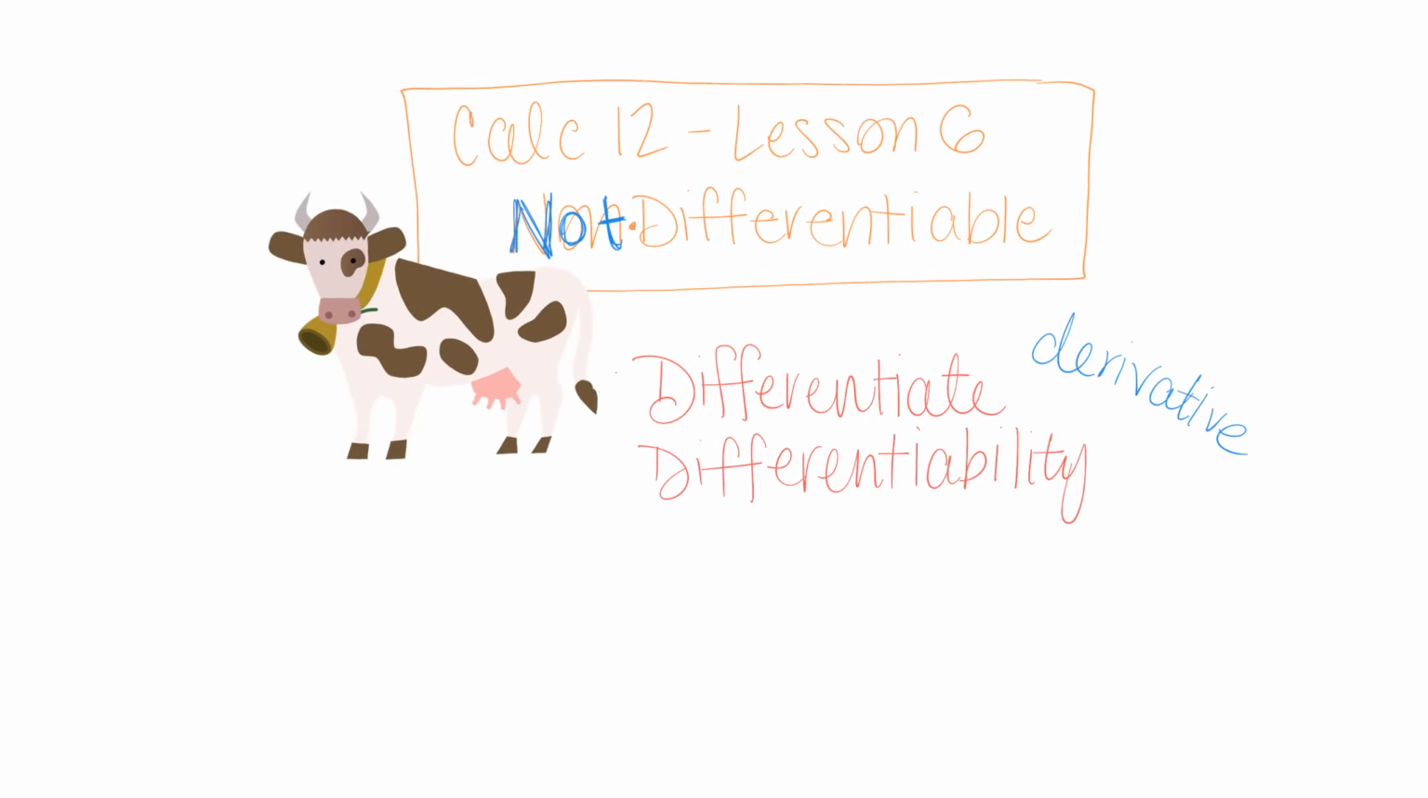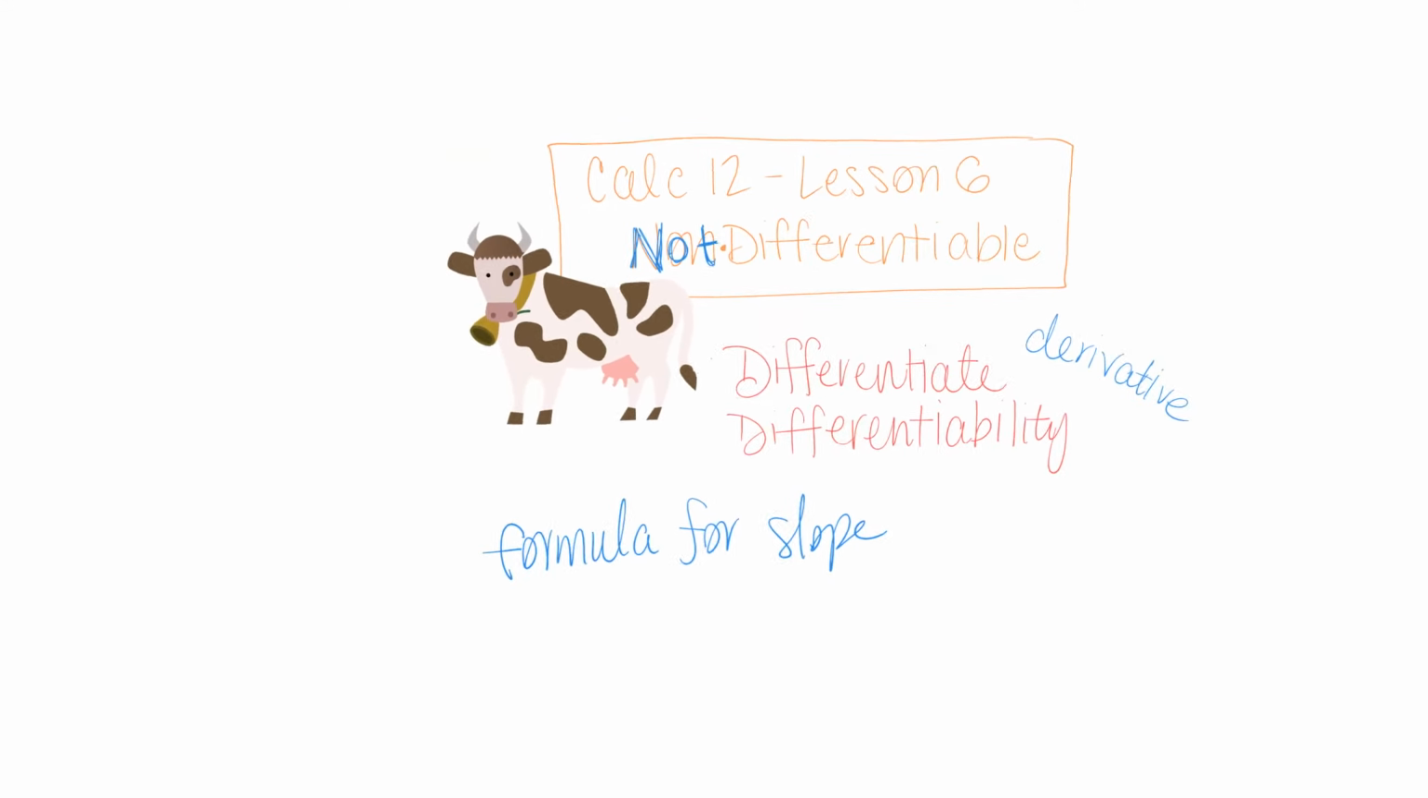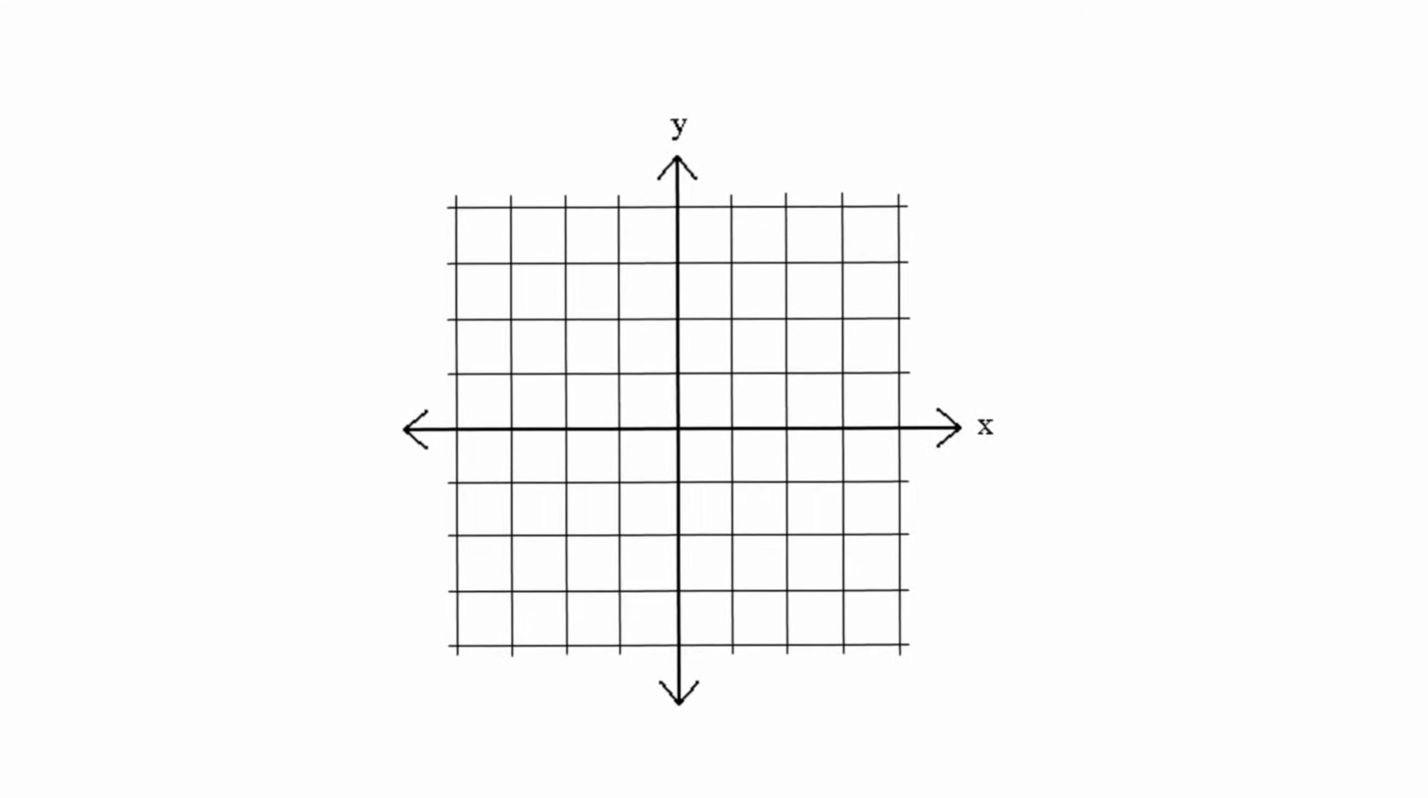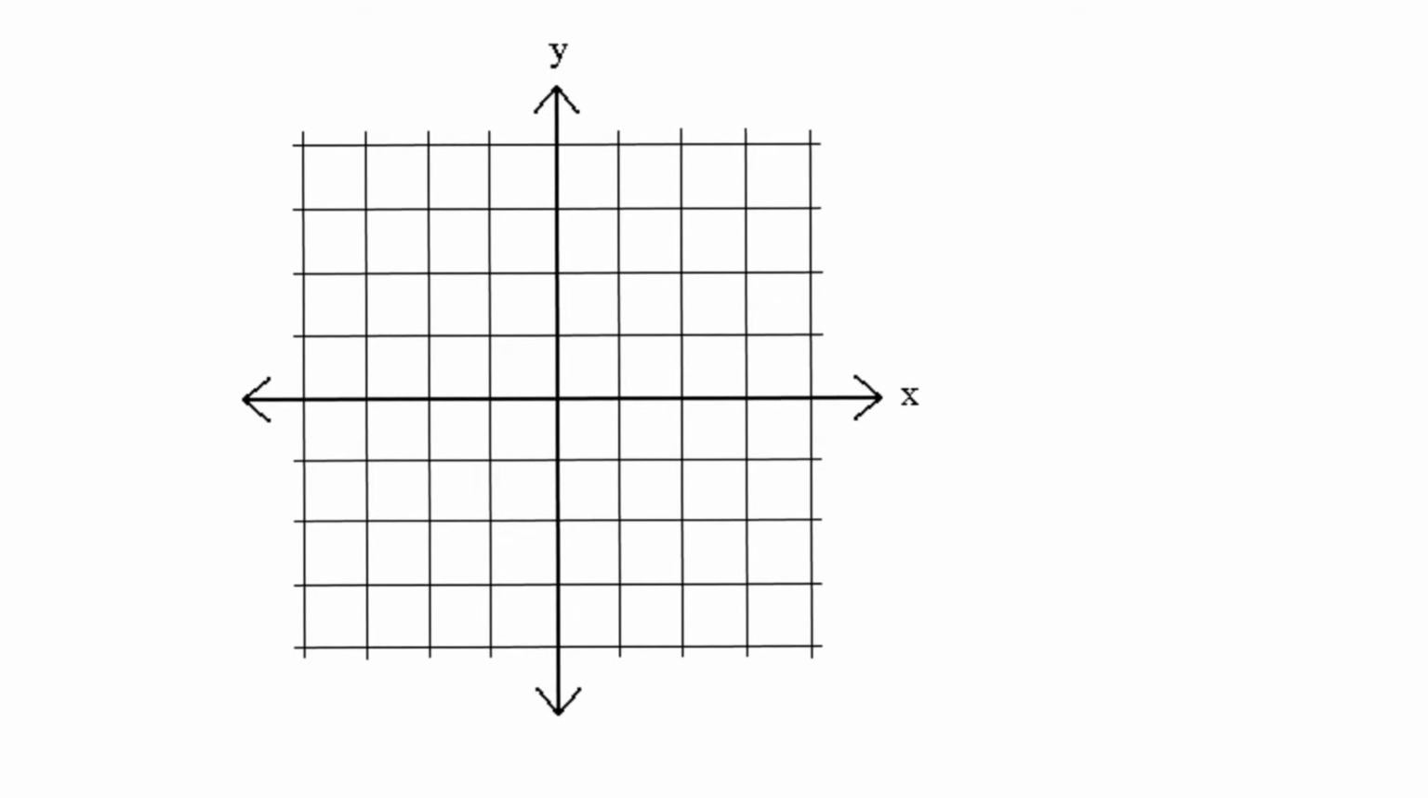Remember, a derivative is a formula for slope, right? So if a function doesn't have slope, then it can't have a derivative, right? It can't have a formula. So if the slope doesn't exist, then you can't have a formula to find the slope. Therefore, you can't have a derivative. And I know you're thinking that doesn't make any sense, but it does. And there are 5 specific cases where you cannot differentiate a function.